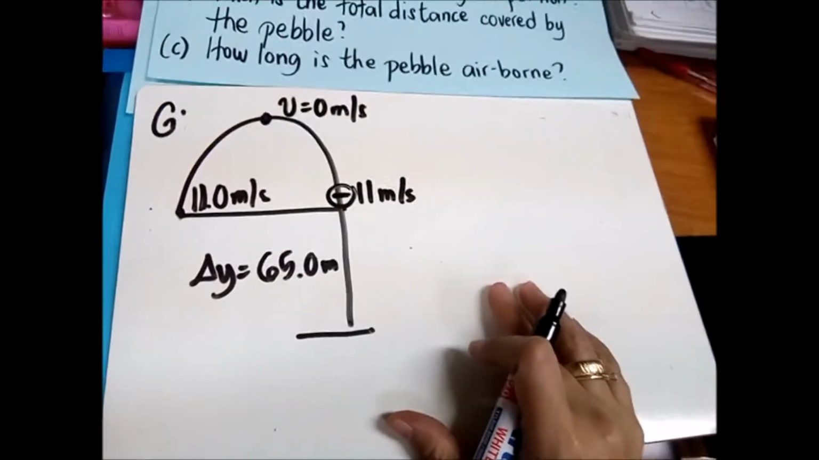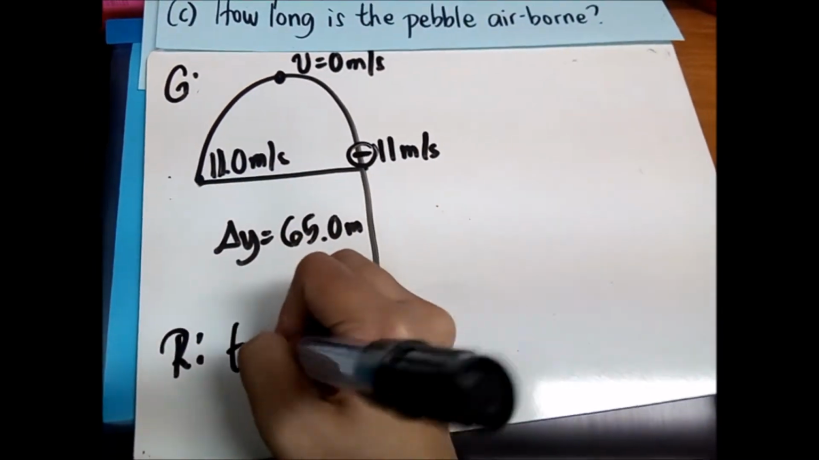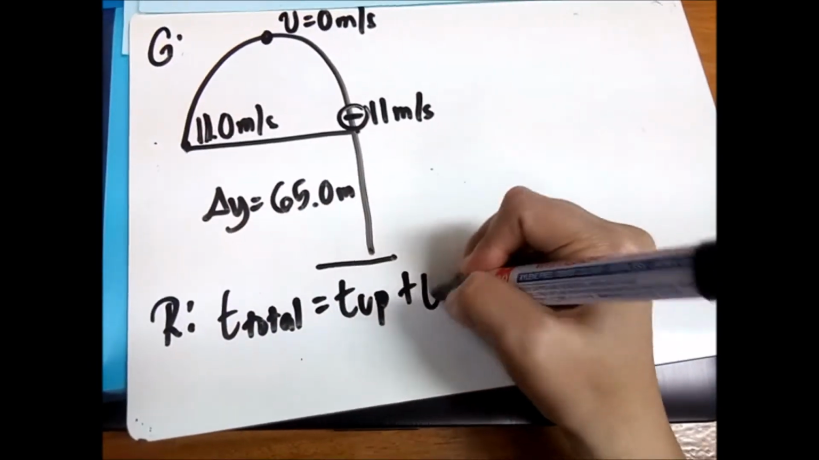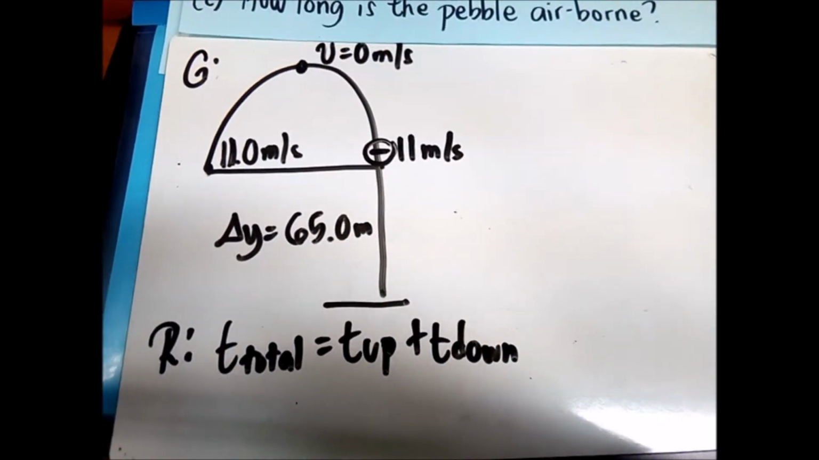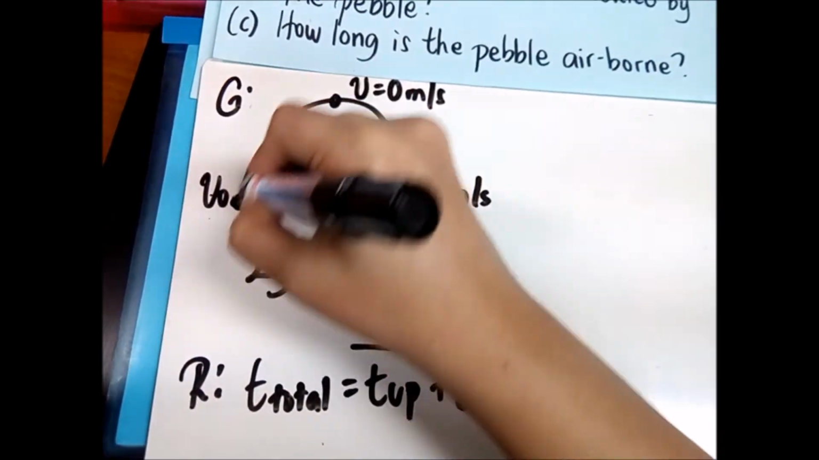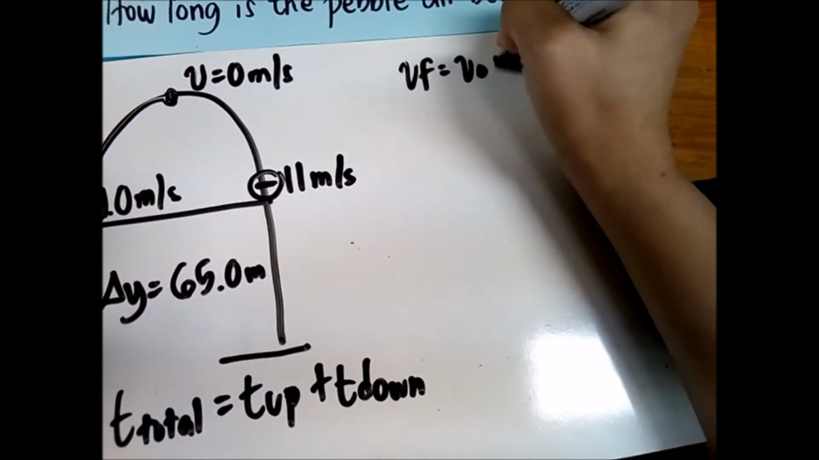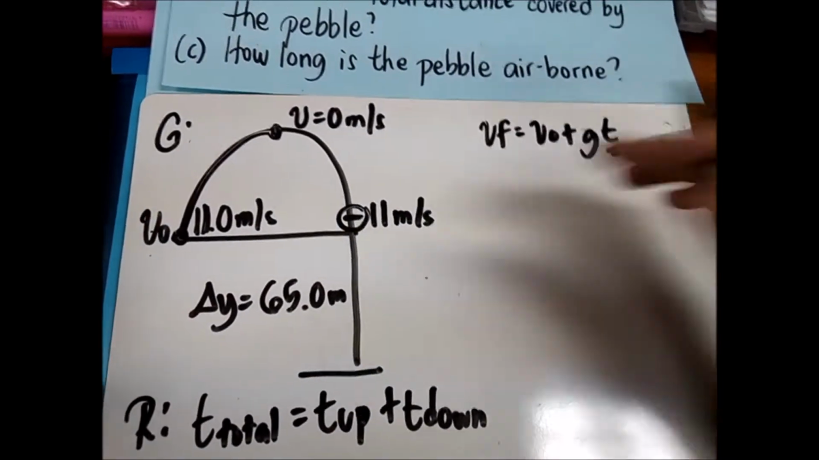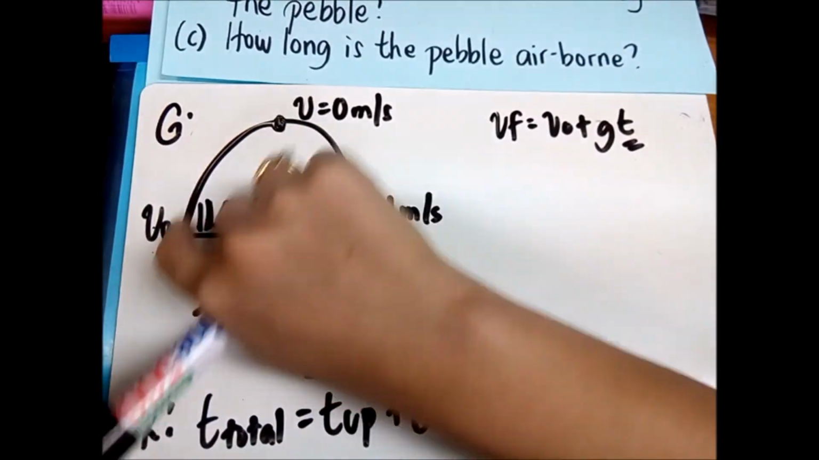Okay, so the question is, how long is the pebble airborne? Okay, so we need the total time. So if only we know time up and time down, we can compute for the total time. Okay, so here you are given the initial velocity and final velocity. From the equation Vf equals V initial plus Gt, you can already get T. Okay, so here our final velocity is the maximum height. So T up. So the object is going up, the pebble is going up.